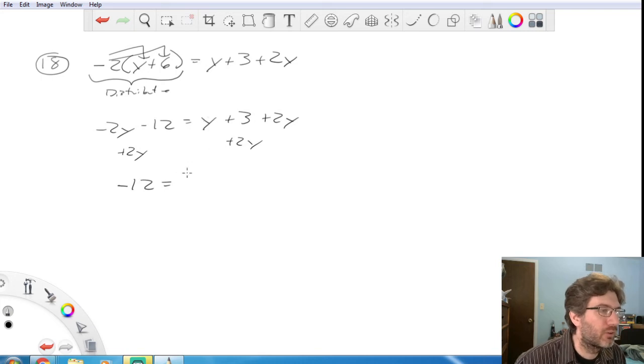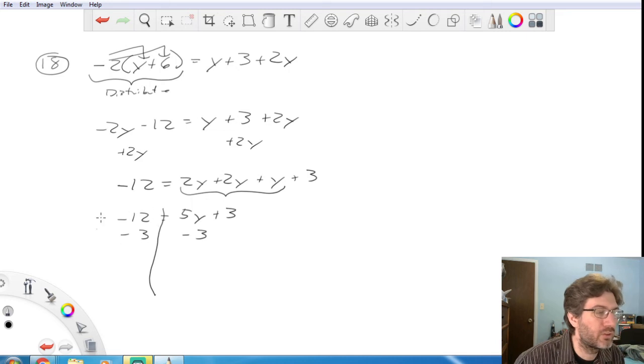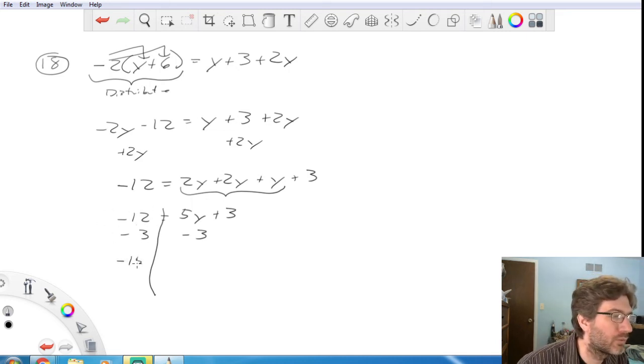And over here, I'm just going to write it so it has like terms together. And then I'm going to combine these like terms. So I get negative 12 equals 2 plus 2 is 4, plus 1 is 5y plus 3. And then I just solve. So subtract 3 from this side, subtract 3. Watch your signs. This is a negative 12 minus 3. This is what gives you your negative 15 equals 5y.